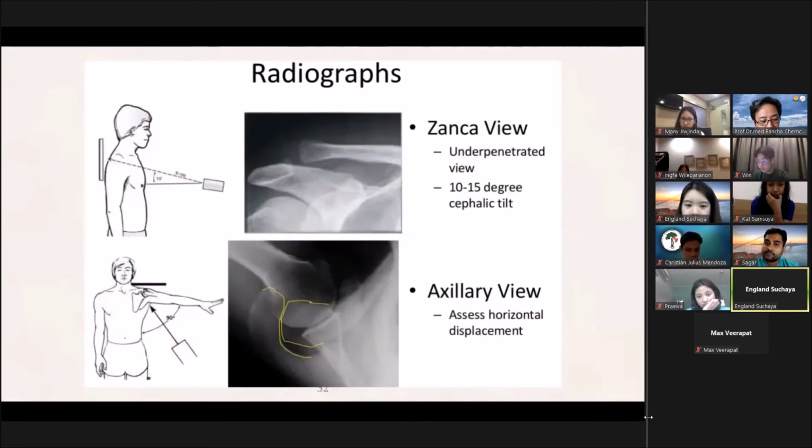So the Zanca view is basically an underpenetrated view with a cephalic tilt. And the axillary view is when you have the patient abduct the shoulder to 90 degrees, and then you have the X-ray beam assess horizontal displacement.